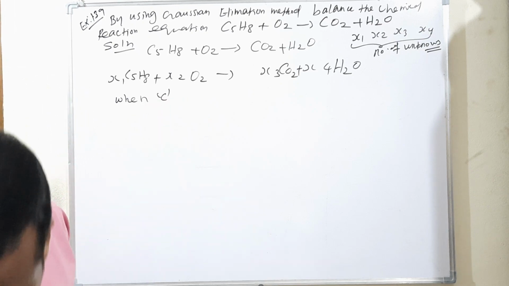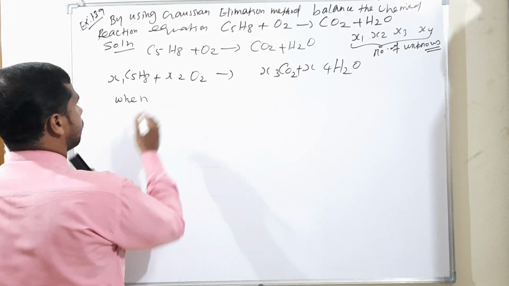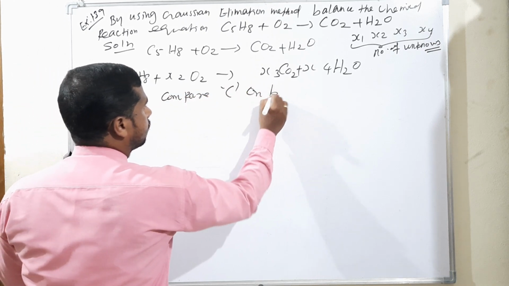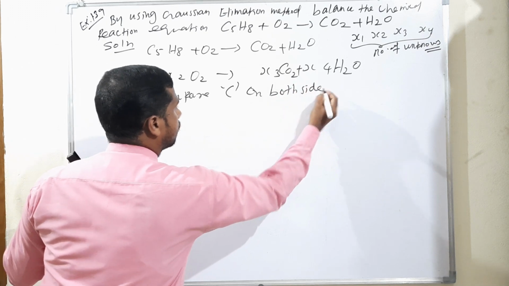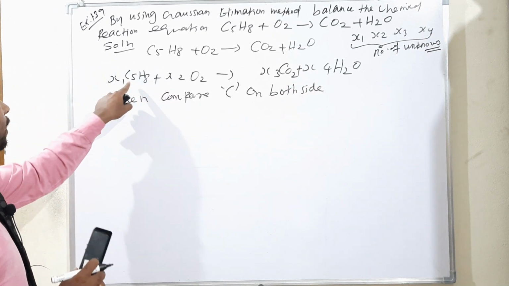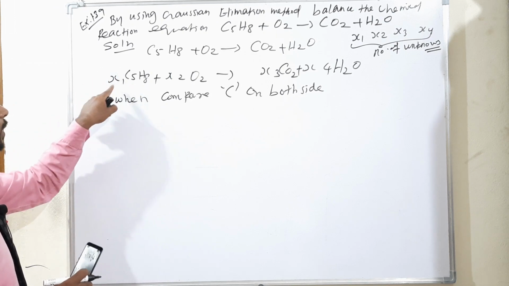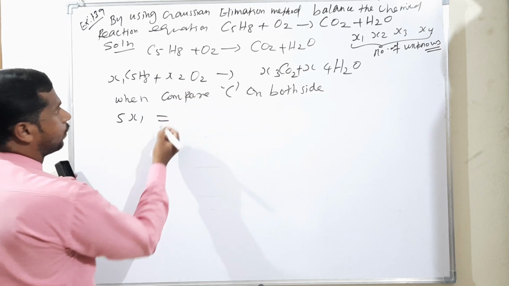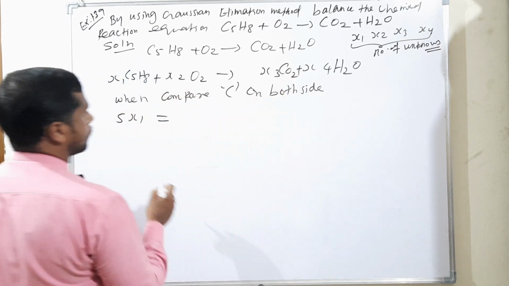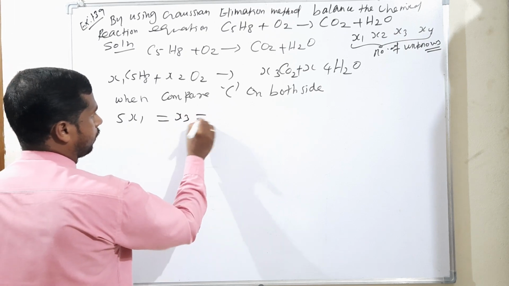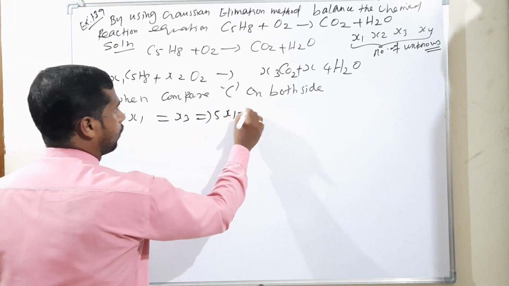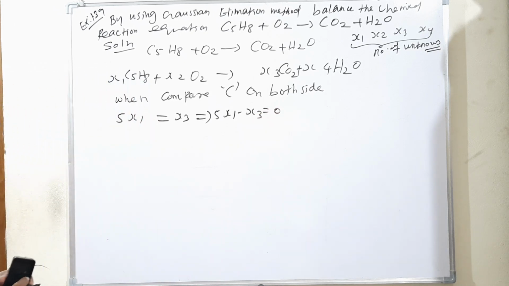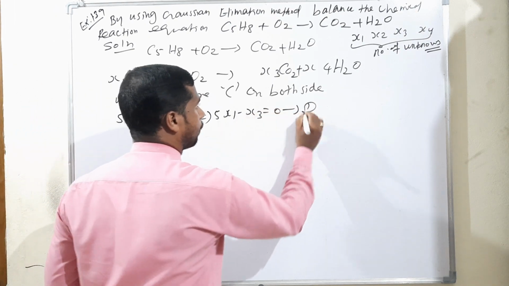When we compare C on both sides, what will happen? How many times is C there? 5. Then comparing the unknowns, 5x1 on one side, and on the opposite side C is there only 1 time, which is x3. Rearranging, the first equation is 5x1 minus x3 is equal to 0. This is called equation number 1.